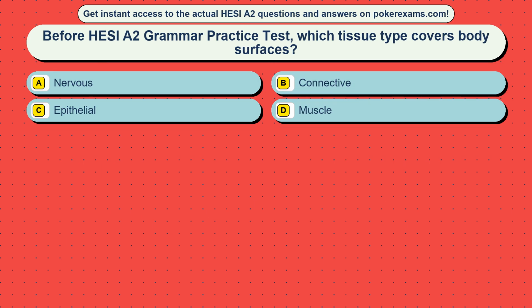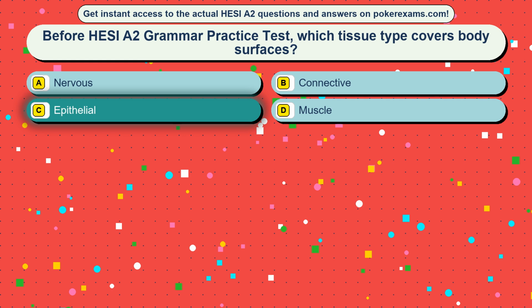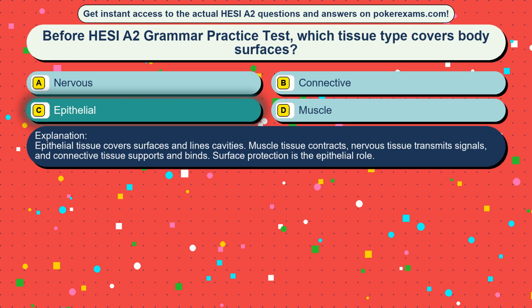Question 15. Before HESI A2 grammar practice test, which tissue type covers body surfaces? Option A, nervous. Option B, connective. Option C, epithelial. Option D, muscle. The correct answer is option C, epithelial. Epithelial tissue covers surfaces and lines cavities. Muscle tissue contracts, nervous tissue transmits signals, and connective tissue supports and binds. Surface protection is the epithelial role.